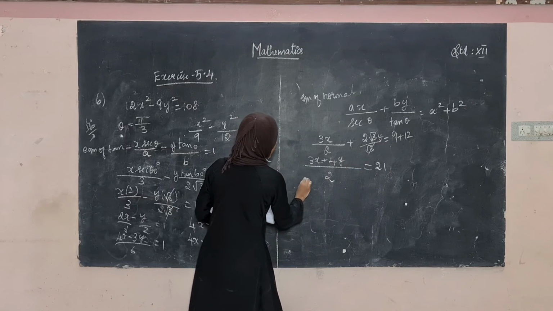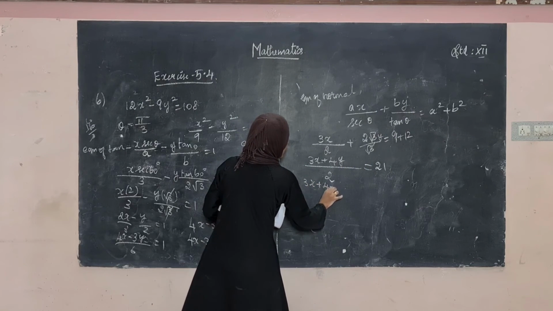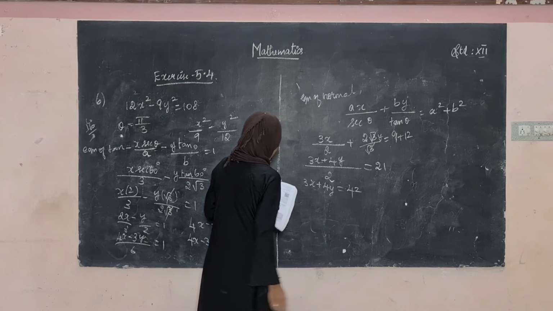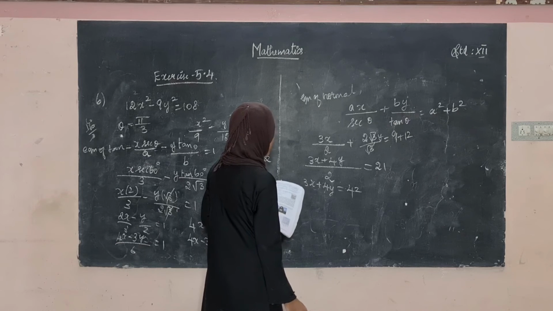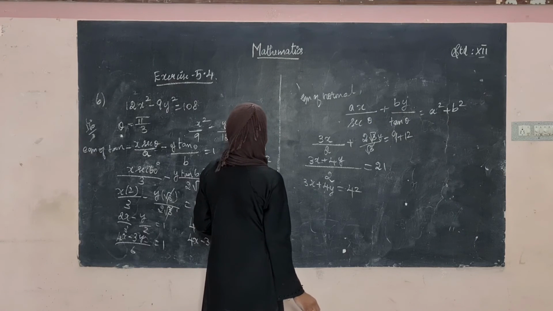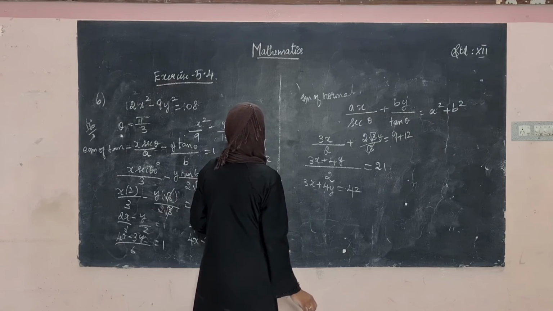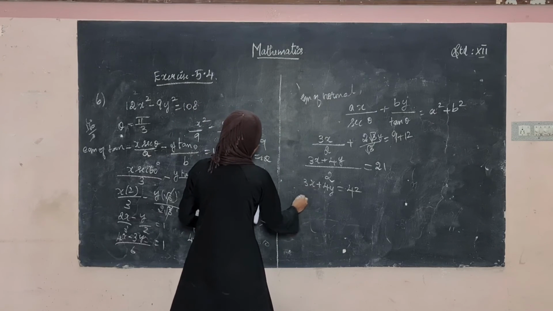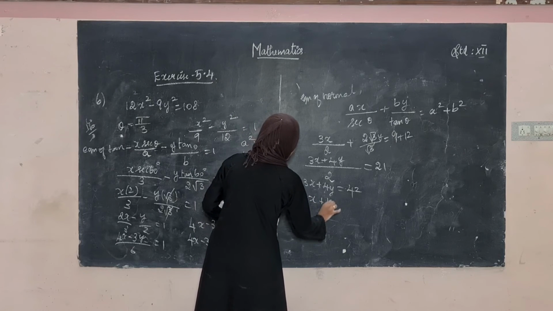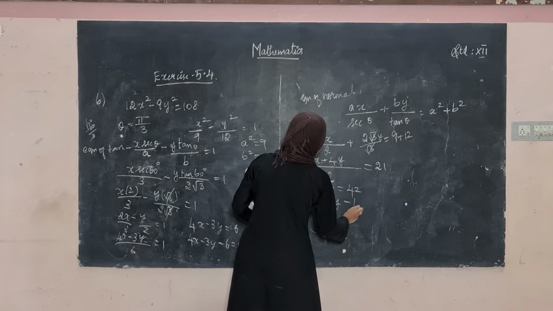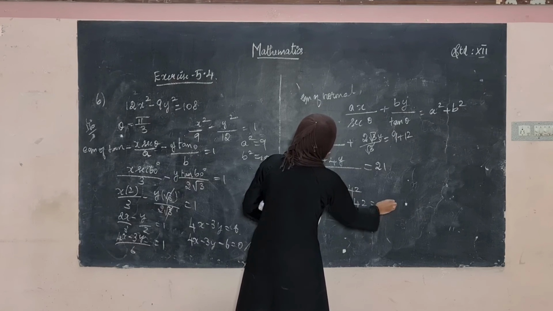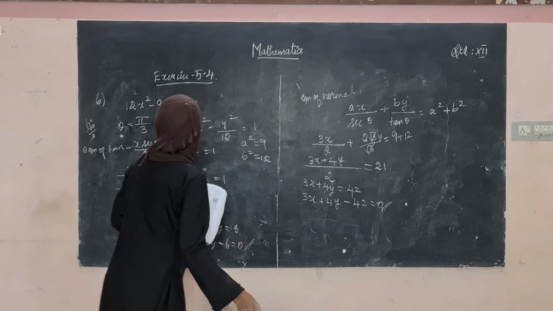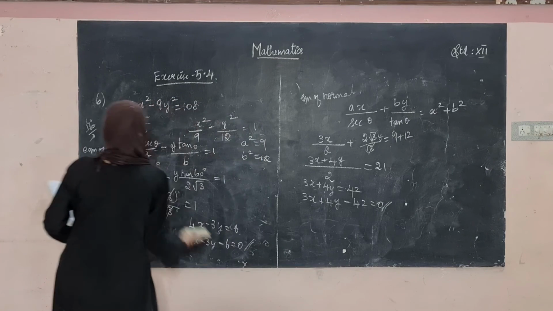So bring this that side. 3x plus 4y equal to 42. Bring this side. Therefore 3x plus 4y minus 42 equal to 0. This is the equation of normal to the given hyperbola. Now let us see the next sum, the 7th sum.